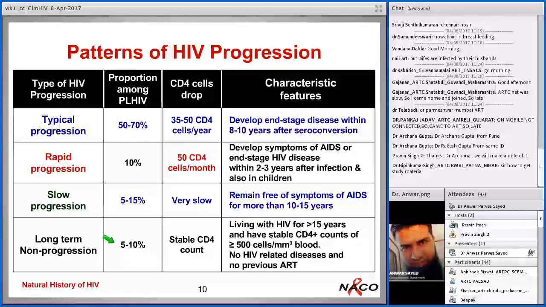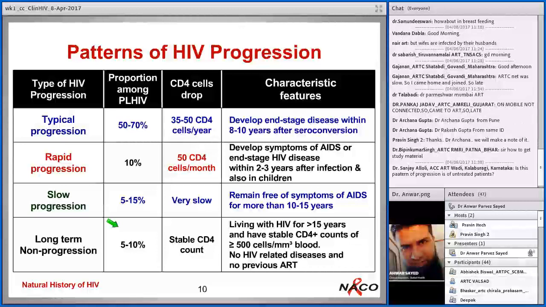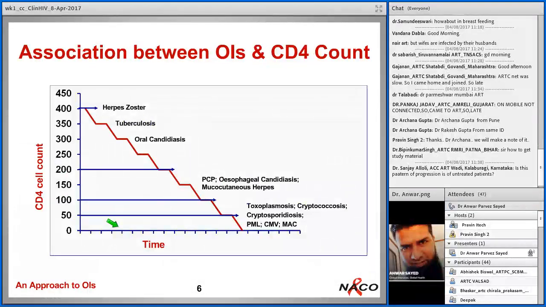So this information will help you in counseling those patients who are not ready for ART as a result of someone who told them that I'm not taking ART, still I'm good. So you should be able to explain to them that that is not the case with everyone. Now there is a strong association between OIs and CD4 count.